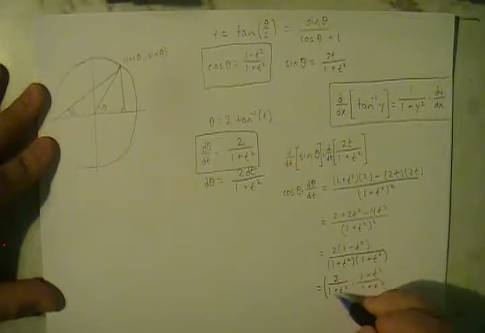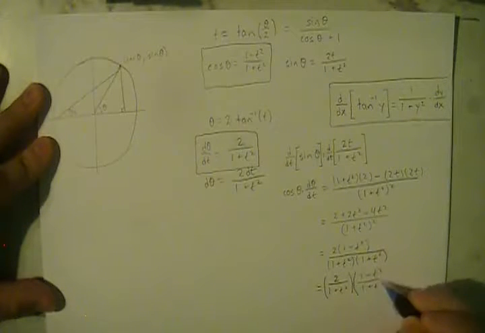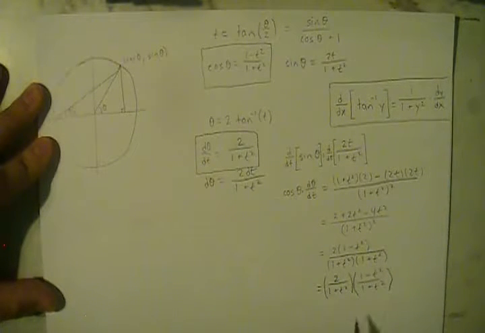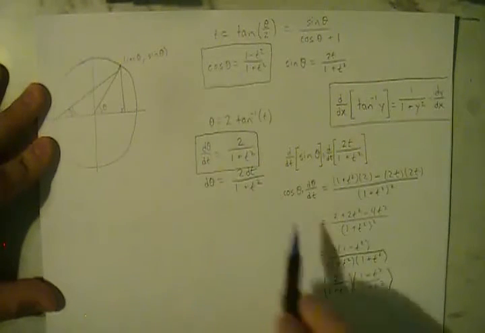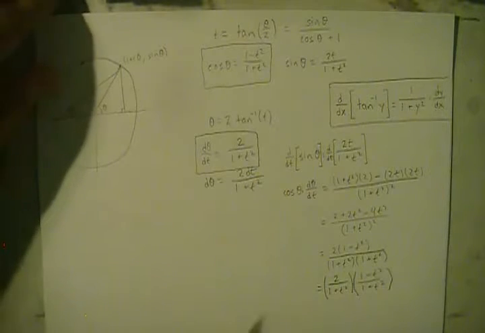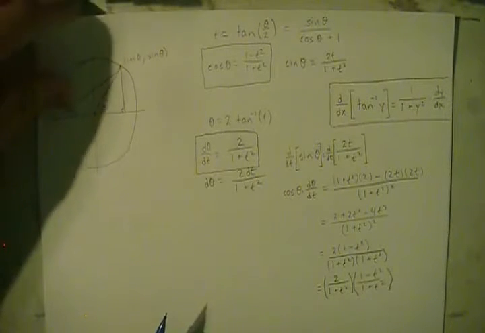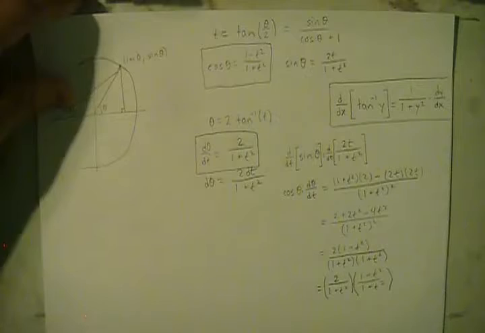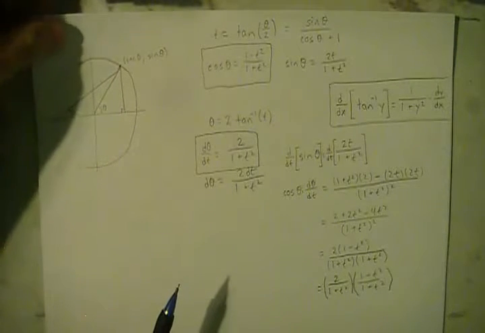So if I just see it like that, I have cosine theta times d theta dt, which is what I wanted to verify. So differentiating sine makes sense, and if I differentiated cosine similarly, I should be able to show that it matches up like that as well.